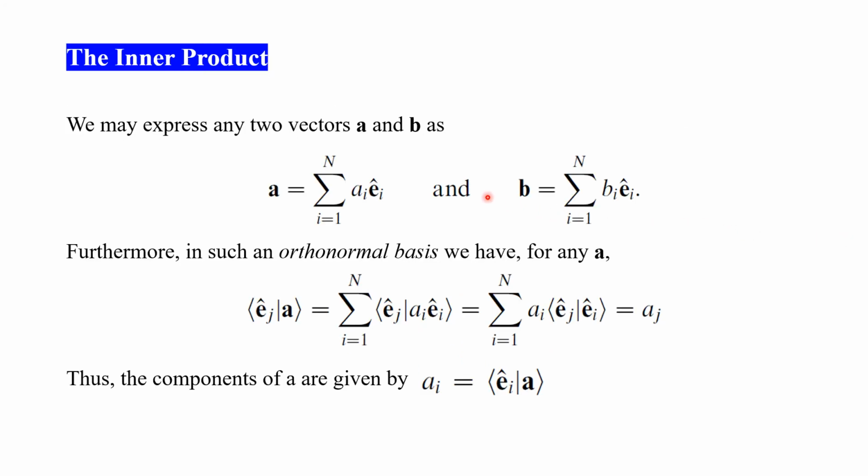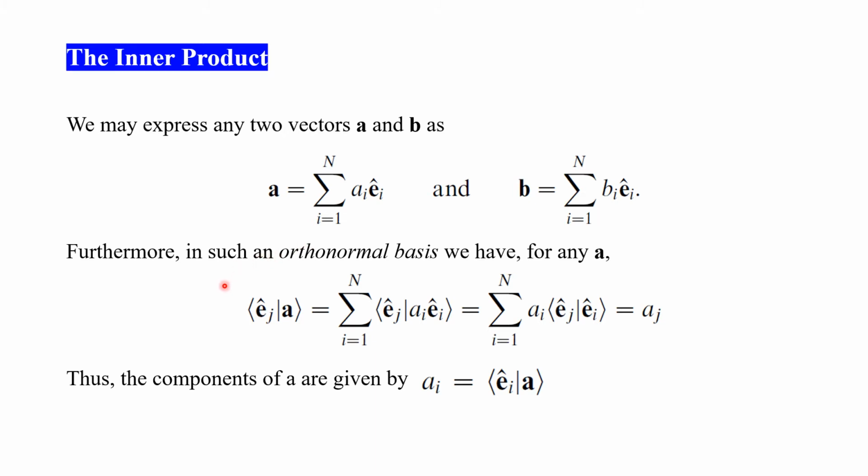We may express any two vectors in V as the following. This one here is the component expression of your vector A. So your vector A is equal to the sum of Ai ei hat, where you have your scalar Ai and then your basis vector ei hat, from i equal to 1 up to n. And then your vector B can be written as the sum of Bi ei hat. So again here your Bi are n scalars, and your ei hat are your basis vectors.